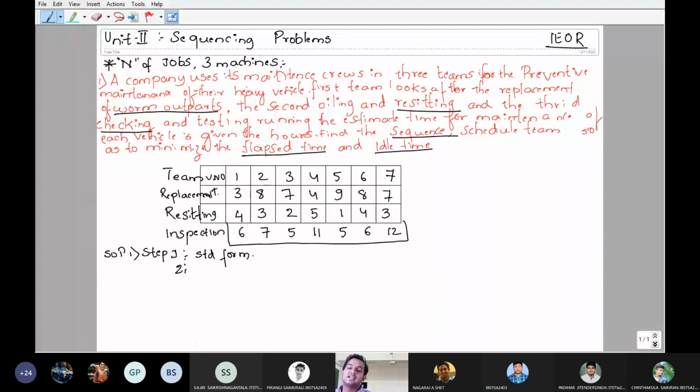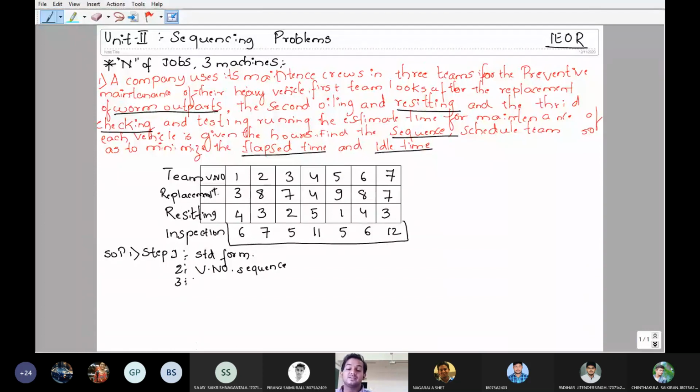In the last problem we took the machine, now we have taken the vehicle. First one is the replacement, then setting and the inspection. It should go in the sequence with the minimum time. Okay, we have done this one, all the vehicle numbers; you have written the sequence in the table.